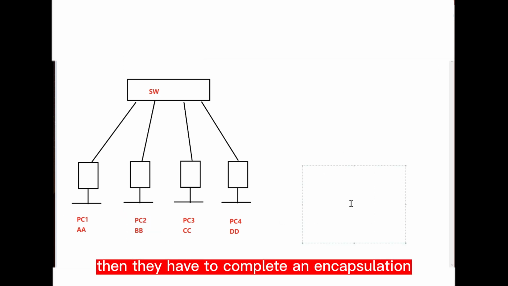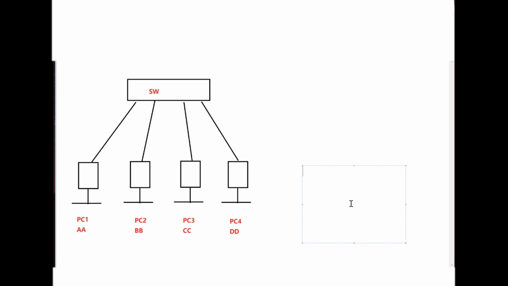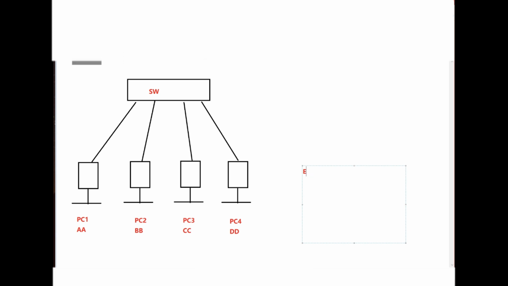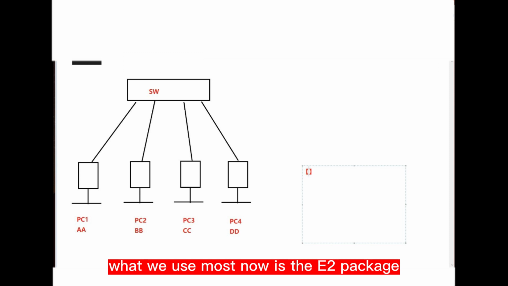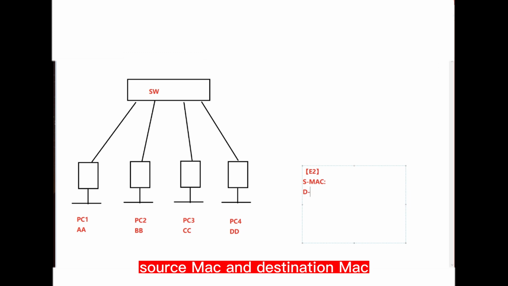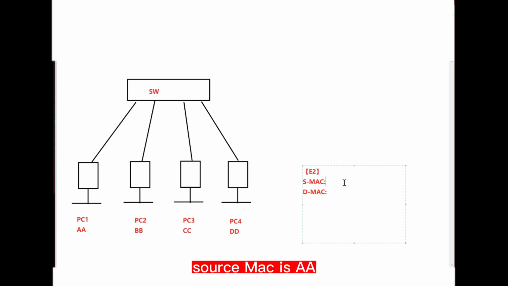Then they have to complete an encapsulation of the source MAC and the destination MAC. We talked about it: there are two encapsulation methods at the data link layer. One is called Ethernet II (E2). One is called 802.3. What we use most now is the E2 encapsulation. Now the data link layer is going to be encapsulated with the Ethernet 2 standard. It has parameters called SMAC and DMAC, source MAC and destination MAC. Now PC1 is going to visit PC2. Source MAC is AA. The destination MAC is BB.